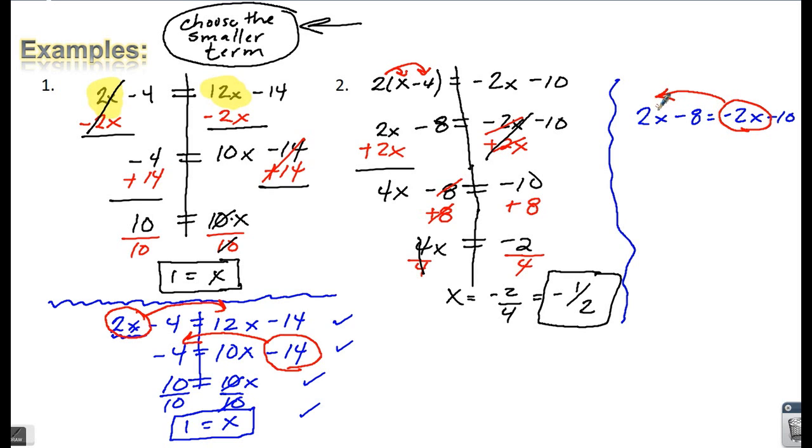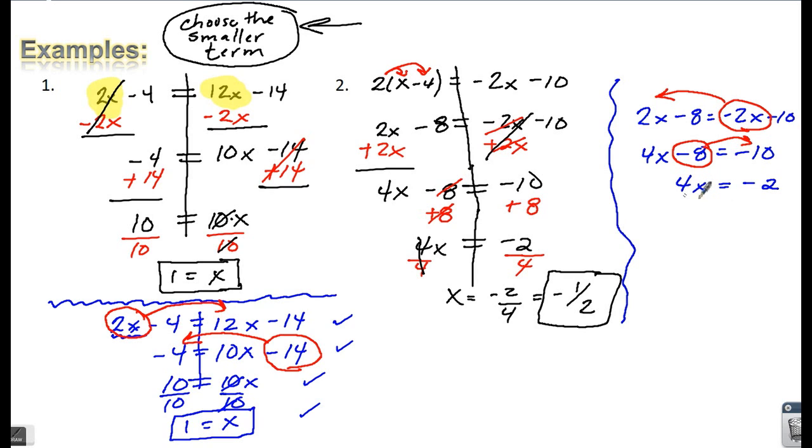So now we have 2x plus 2x. So that means that 2x plus 2x is now 4x. Bring down the negative 8. Bring down the negative 10. All right, and then again, we're going to move the 8 over, and we're going to jump it to the other side. The negative 8 jumps over, and what do we get? That's right, it becomes a positive 8. So that means that this now is a positive 8. So negative 10 plus 8 is now going to be negative 2. So I have negative 2 equal to 4x.